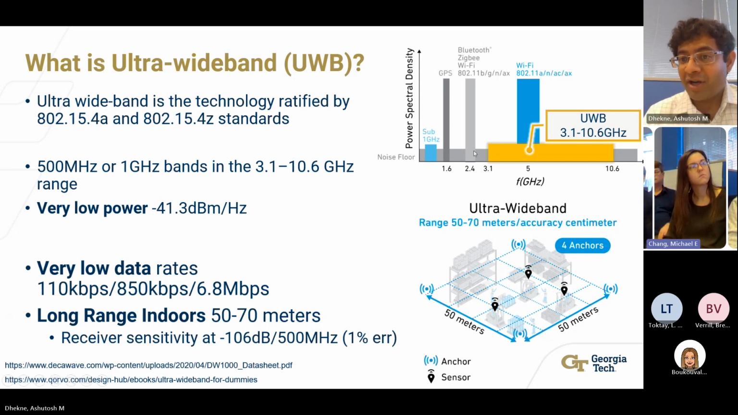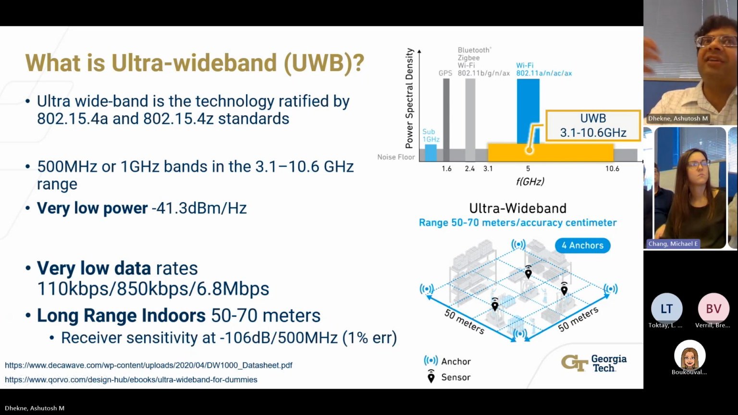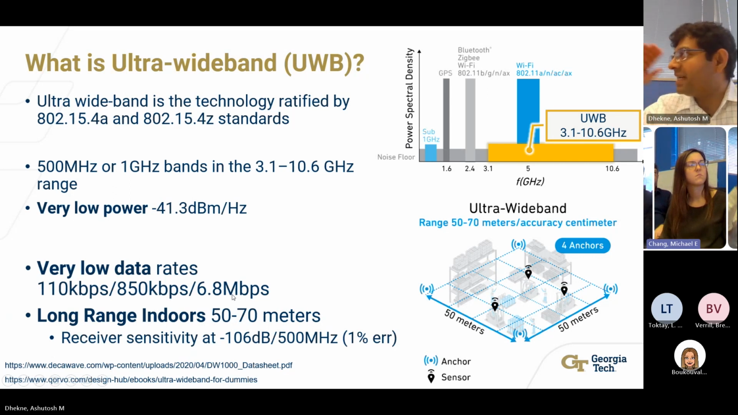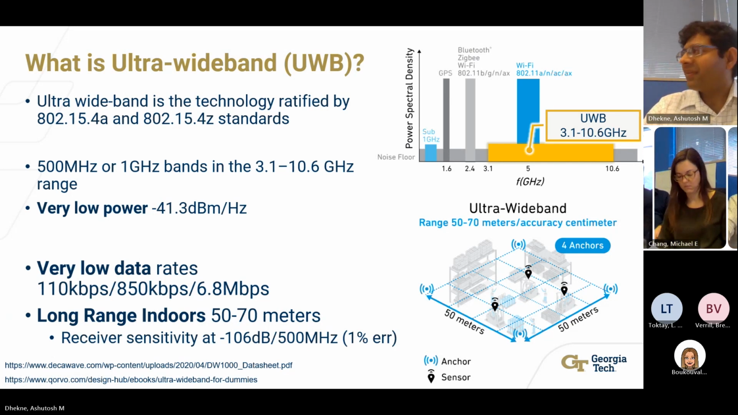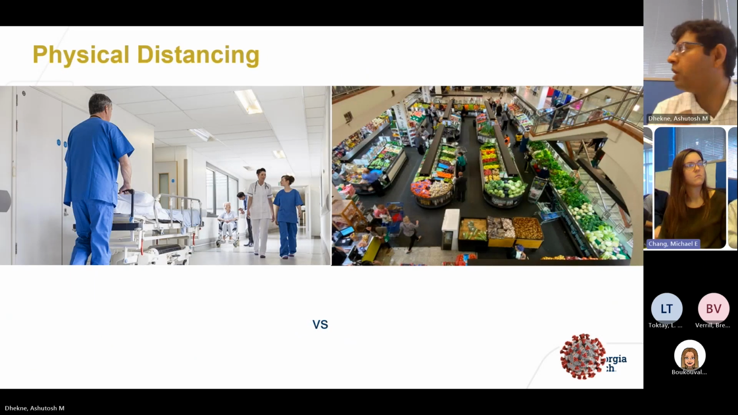But also, because of the FCC standards, very low power, very high bandwidth, allows us extremely low data rates. Everybody likes high data rates, right? But UWB is actually a technology that gives you low data rates, 110 kbps to 6.8 Mbps. That's the max. That's even lower than the minimum that Wi-Fi supports now. But it allows an indoor range of about 50 to 70 meters, comparable to that of Wi-Fi. And its real power comes from that short pulse that it can send, so that you can measure distance as well.